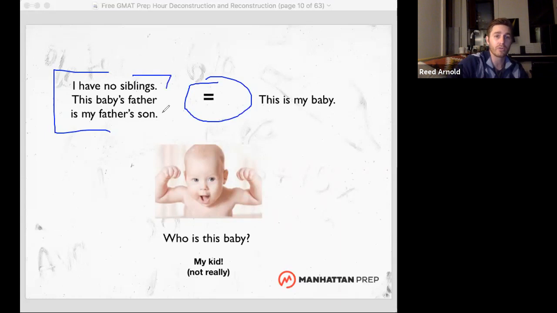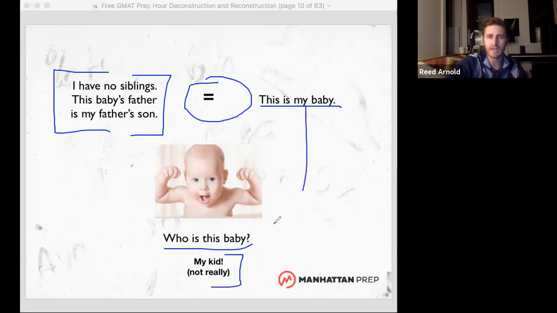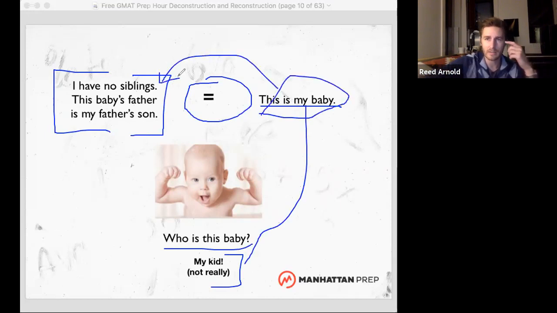If I work through this thing, I end up with, oh, this is my baby. Who is this baby? It's my kid. You just told me that. That's an easy question, right? The GMAT tells us a really simple thing in really complicated ways, okay? And we have to work through the complication in pieces to get to the simple thing and then answer the question. That deconstruction is the skill that's being tested.